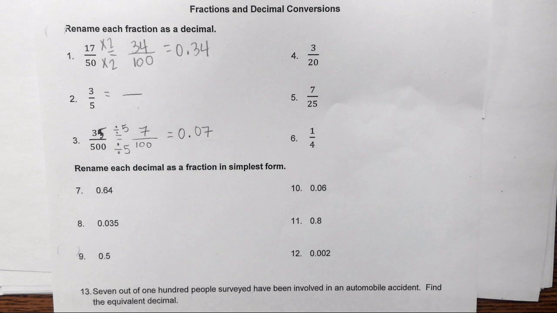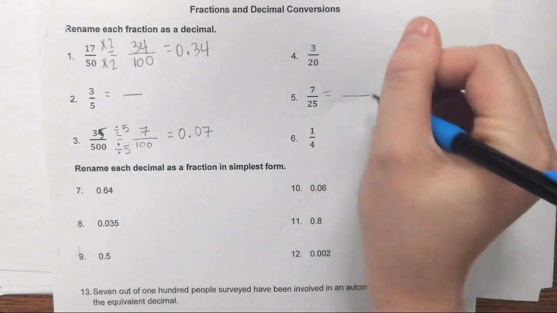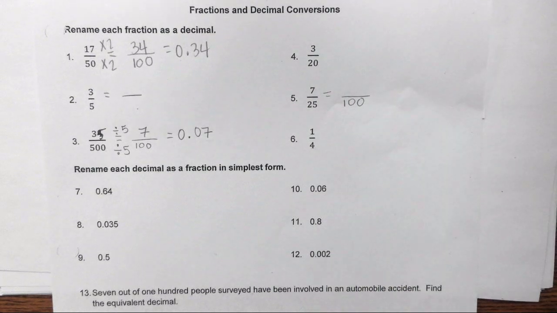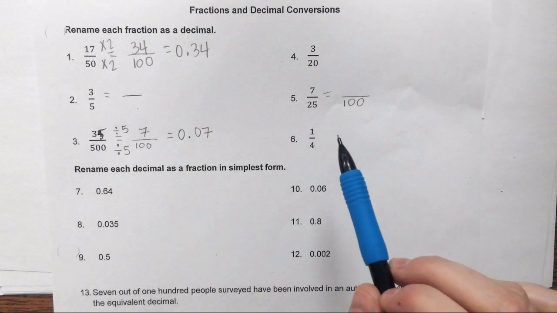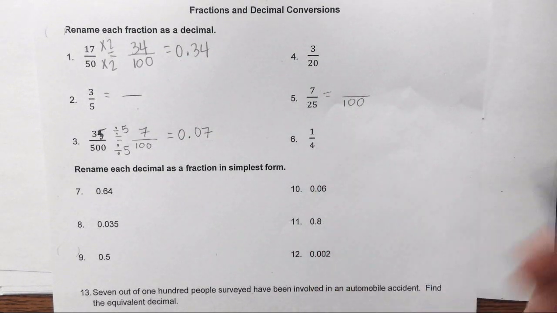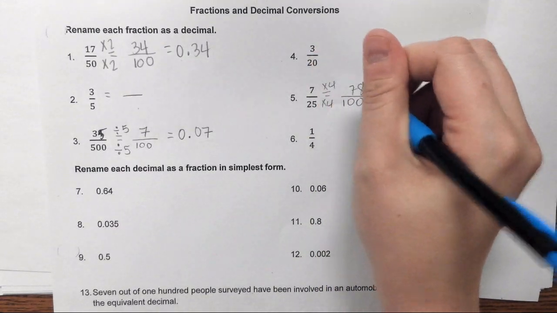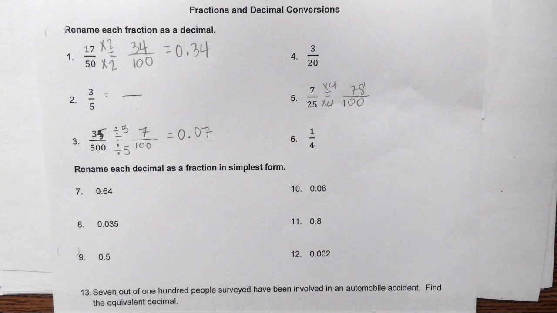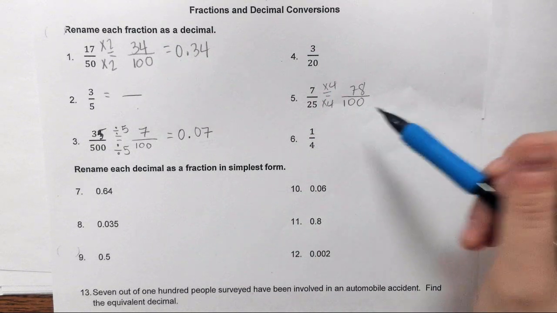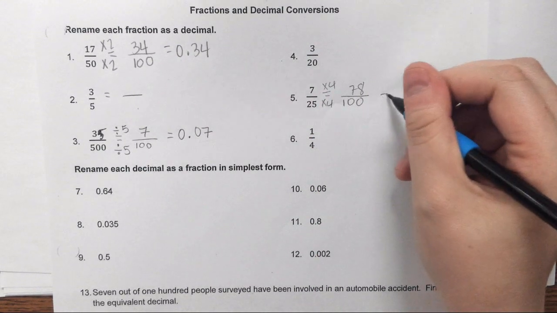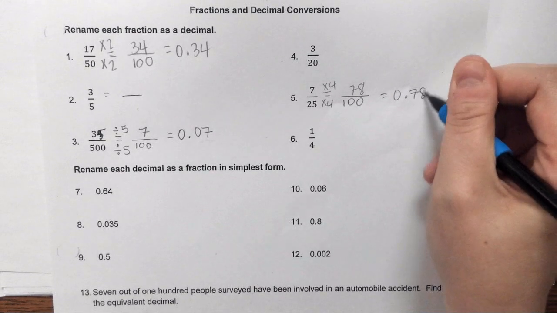All right, so let's try another one. 7 out of 25. Because we're doing the odds. So remember that 4 quarters make $1. So we have 25 cents, and we want 100 cents. We're going to multiply it by 4. And 7 times 4 makes 28. So remember, whatever you do to the denominator, you're going to do to the numerator. And now we have 28 hundredths, and we write 0.28.